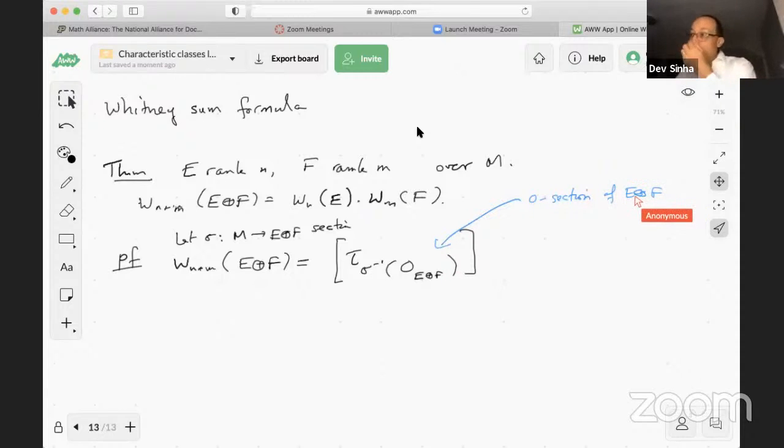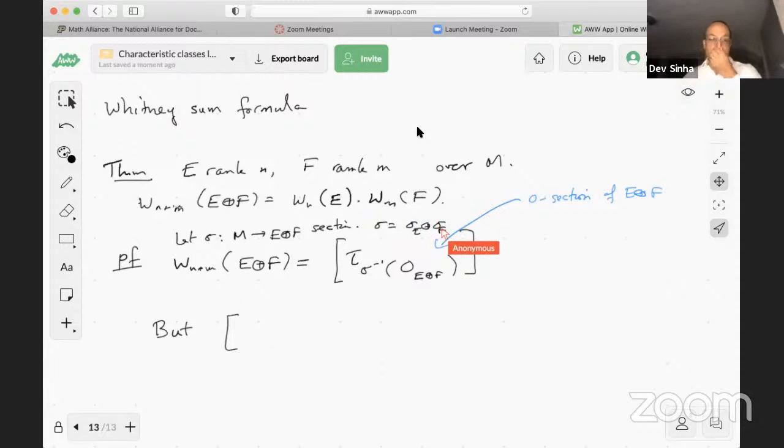Okay, but as I said, the idea, and we'll apply that informal idea, that zeros of the direct sum are intersections of zeros of E and zeros of F. So in fact, well, let's see. So sigma is really sigma_E plus sigma_F, two sections, a section of E and a section of F. This is immediate by definition.